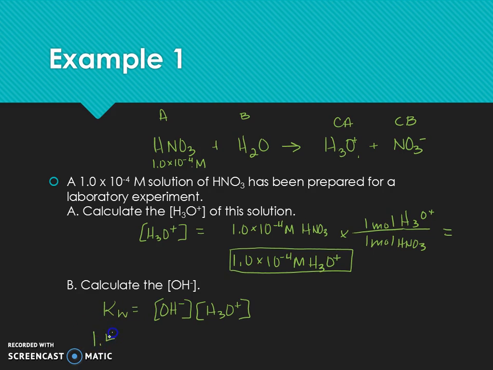Well, we know that Kw is equal to 1.0 times 10 to the negative 14th. We're not sure of our hydroxide ion concentration. That's what we're looking for. But we do know that our hydronium ion concentration is 1.0 times 10 to the negative fourth. Okay, all we have to do is divide both sides by 1.0 times 10 to the negative fourth.